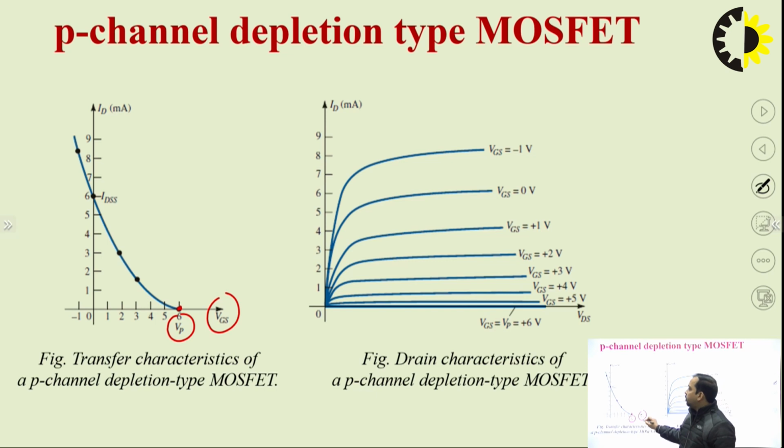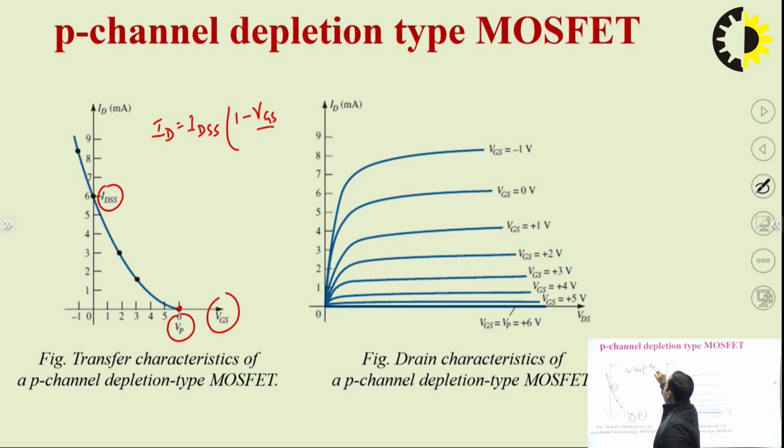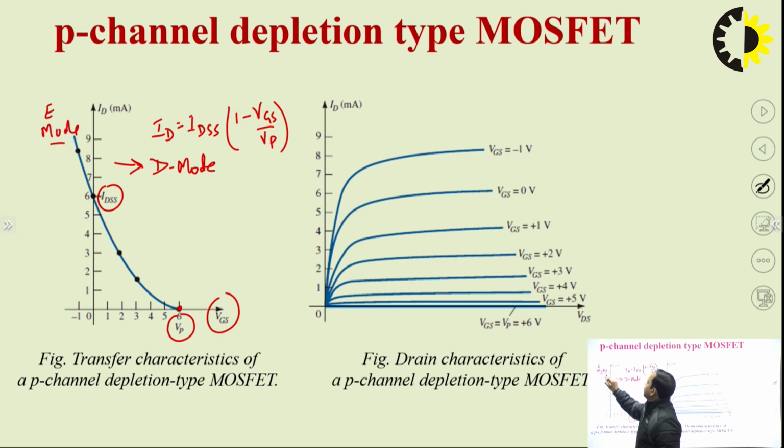And when VGS is equal to 0, we have the equation ID equals IDSS times (1 minus VGS by VP). We can observe mathematically also that when VGS equals 0, the current ID is equal to IDSS. So we have this particular point, and when VGS is negative, then the current naturally increases. So this mode here is known as D mode of operation, depletion mode, whereas this is known as E mode, this particular area.